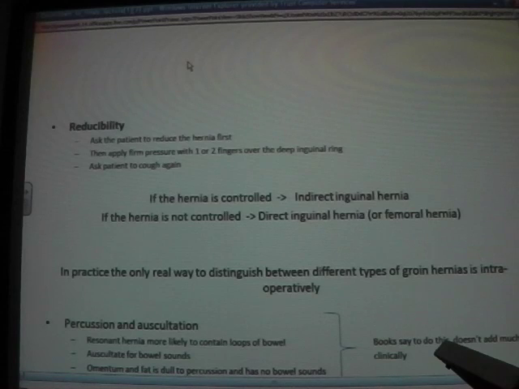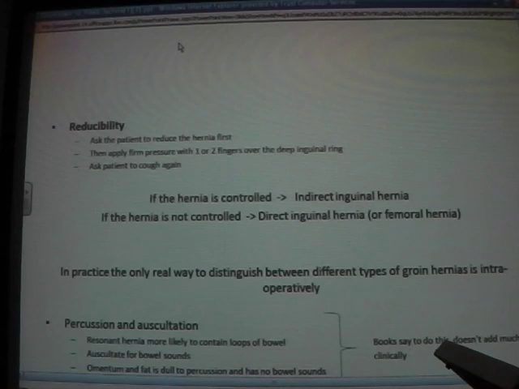I'll put this bit in a bit of a bracket at the bottom. I don't know if you can see it all. The books tell you to auscultate and percuss over the hernia to see if there's bowel sounds or resonant percussion. I've never seen anyone do that in practice. I've never done it in practice. I'm not sure how much it would add, to be honest with you.